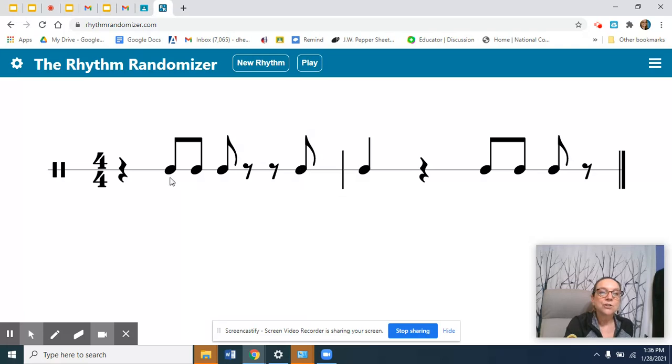Rest, 2 and 3 and 1. 3 and 4. Look at it again. Rest, 2 and 3, and 1, 2, 3, and 4.